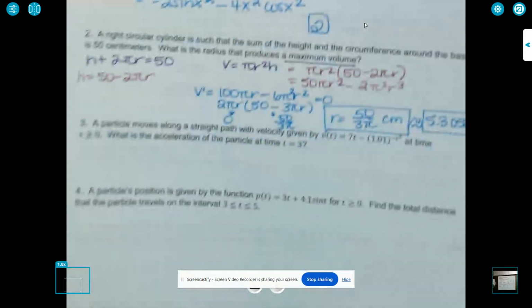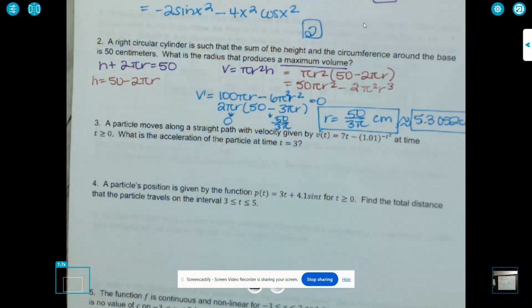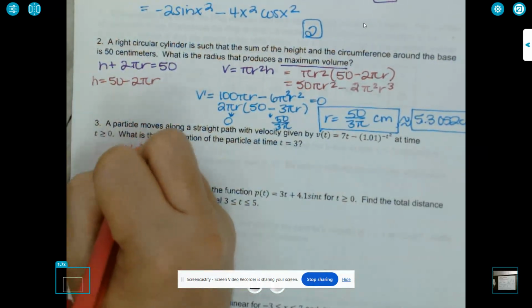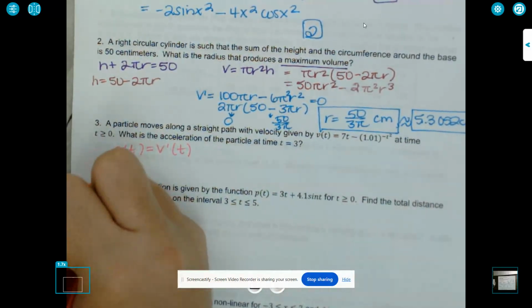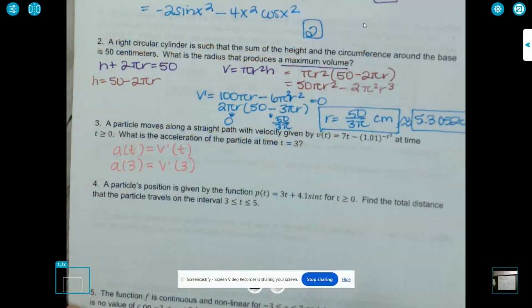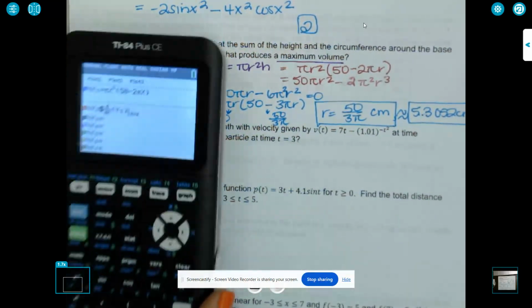Okay, question number 3. A particle moves along a straight path with a velocity given by v of t equals 7t minus 1.01 to the negative t squared, at time t greater than 0. What is the acceleration of the particle at t equals 3? Well, acceleration is equal to the derivative of velocity. So the acceleration at 3 is equal to the derivative of velocity at 3. So we just went to our calculator again.